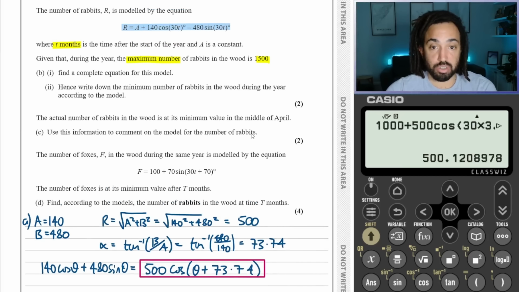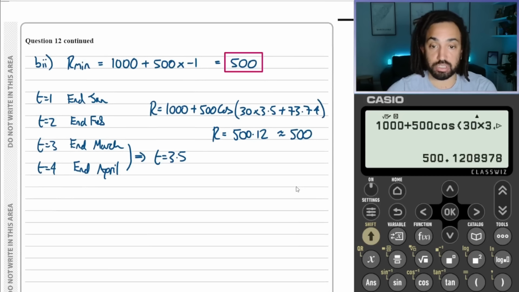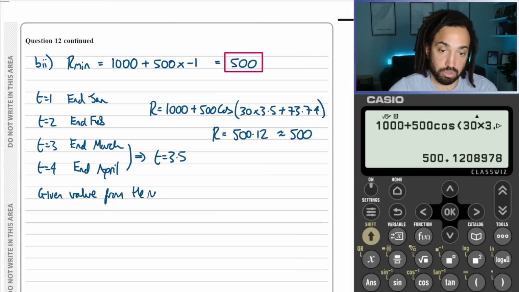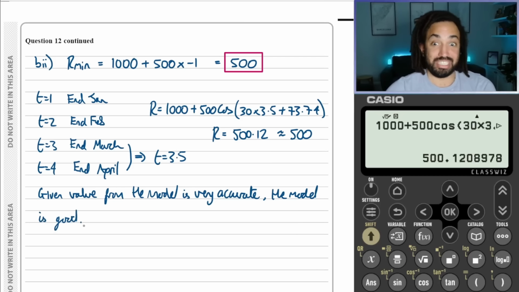So use this information to comment, and it says that at that point it is at the minimum value, and the minimum value was 500, and we've got 500, so we're going to say that this is an effective model. So we can say that given the value from the model is very accurate, we can say the model is good. And that should do the job.